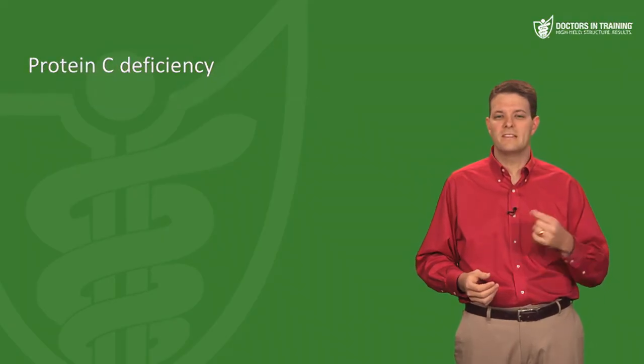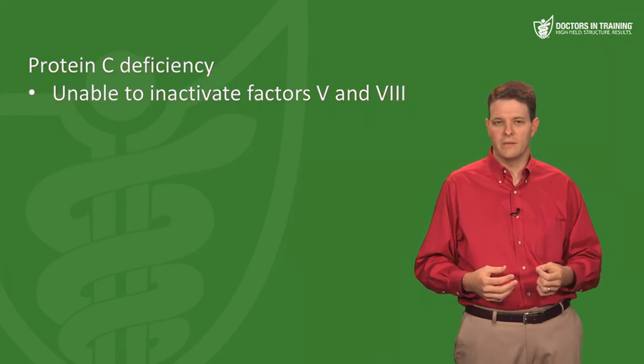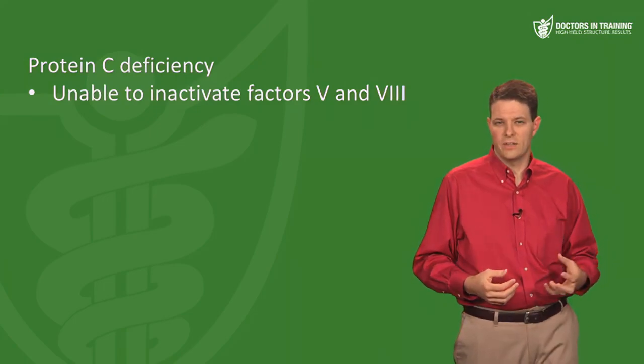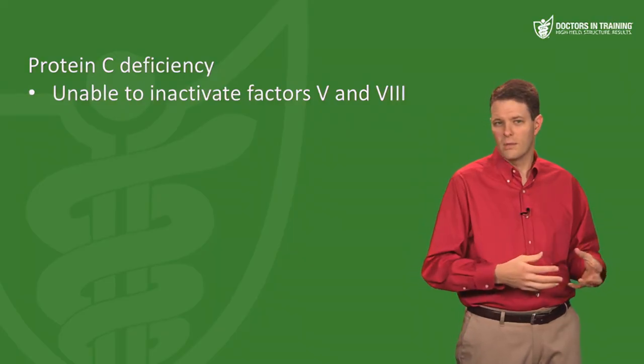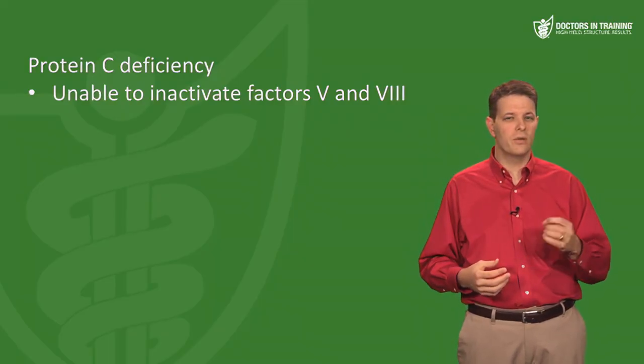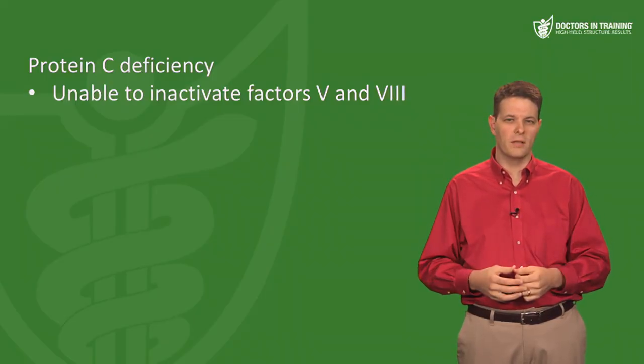And then there's protein C deficiency, which means that you're unable to inactivate factors 5 and 8. Or you can have a protein S deficiency. Protein S basically is a cofactor that helps protein C work. So if you're deficient in either protein C or protein S, you won't be able to shut off the coagulation cascade and you're going to form lots of clots.